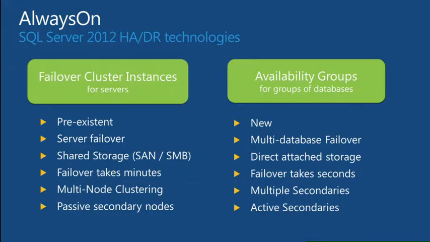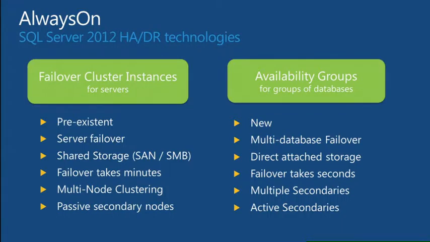One solution is failover cluster instances. This is a solution that we have had for 3 releases already, where you can cluster a SQL Server using Windows Cluster, right? Then you have different instances of SQL Server that use shared storage. You can have a SAN, for example, or now you can have an SMB share. They're basically sharing the data in a single place, right? And we're providing high availability for those SQL servers.